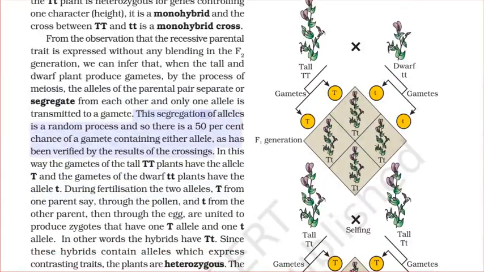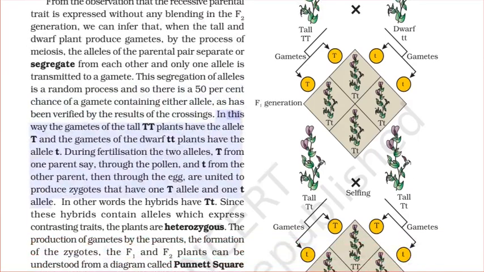This segregation of alleles is a random process, and so there is a 50% chance of a gamete containing either allele, as has been verified by the results of the crossings. In this way, the gametes of the tall (capital T) plants have the allele T, and the gametes of the dwarf (small t) plants have the allele t.